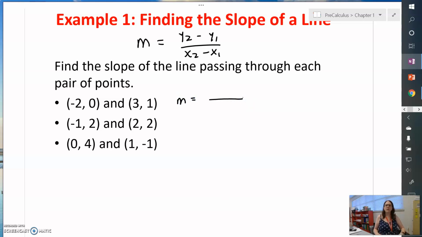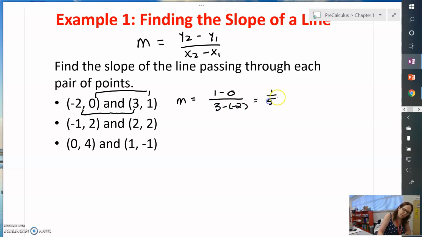Now it doesn't matter which point is point 1 and which point is point 2, just be consistent. So I'm going to do y2 minus y1. Here's my y's, 1 minus 0. Now the x's, I got to go in the same order, so I'm going to do 3 minus negative 2, and that's going to give me 1/5.